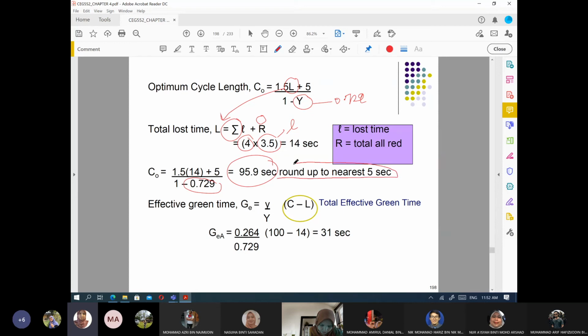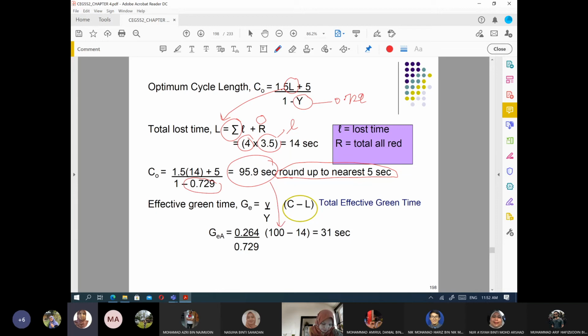Okay. Can you just take note this one? Round up to nearest 5 second. Jangan pula you round down, dia nak ke atas, lebih, tak boleh kurang, dia kata round up to nearest 5 second. So for this case, 96, kita ambil 100 lah. So you see here, your C ni dah jadi 100.